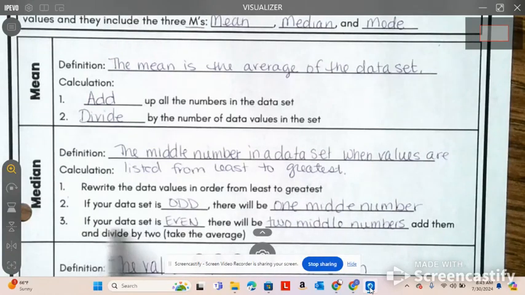But if your data set has an even number of numbers in it, like 4 numbers, 6 numbers, 8 numbers, you're actually going to have 2 numbers in the middle because there's no exact middle in an even set of data. So we're going to take those 2 middle numbers, add them and divide by 2, meaning we take the average like above, and that'll get us the middle of our data set.